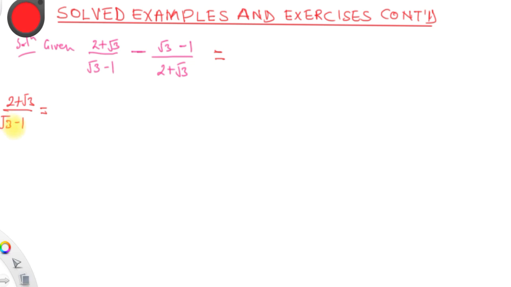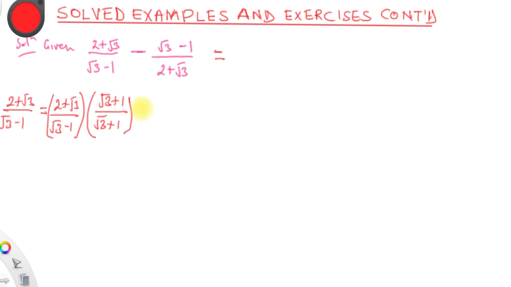The conjugate of the denominator is square root of 3 plus 1. So you write the same set as we said: square root of 3 over square root of 3 minus 1. This is the given set. Then you multiply the numerator by the conjugate of this, which is square root of 3 plus 1. Then we divide by the same conjugate, square root of 3 plus 1. So that's what we do.